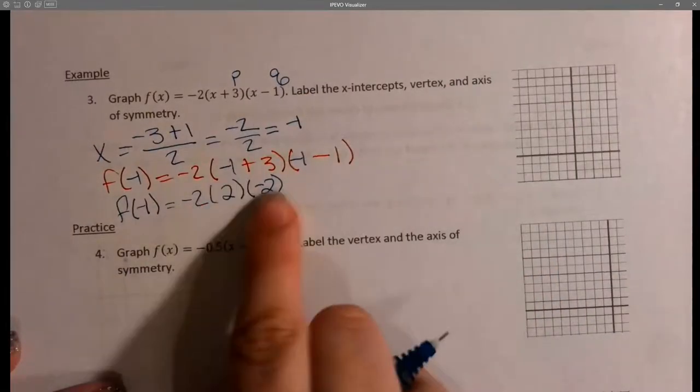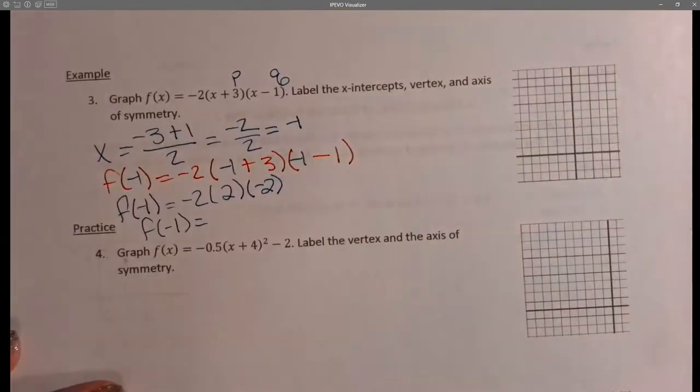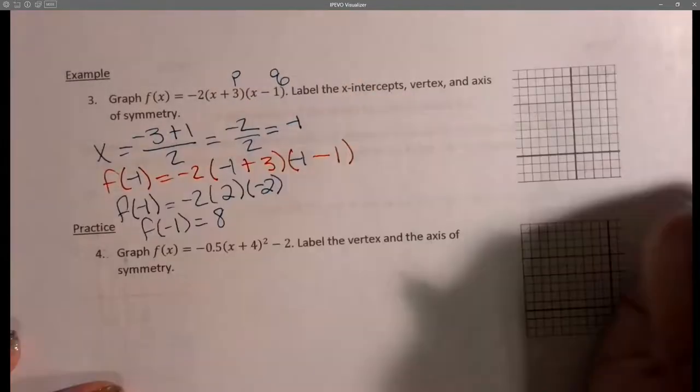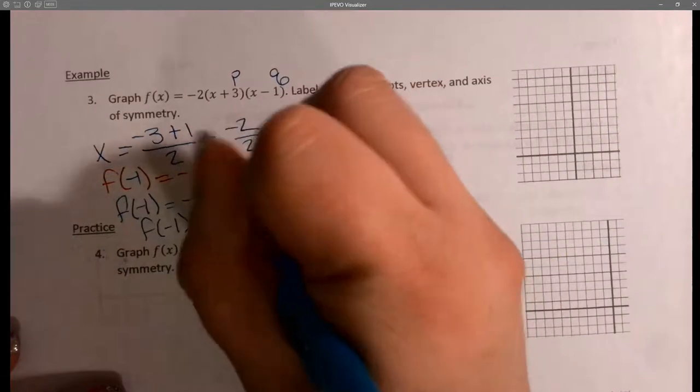Then I want to multiply all three of these numbers together. So -2 times 2 is -4, times -2 is +8. My vertex is -1, 8.